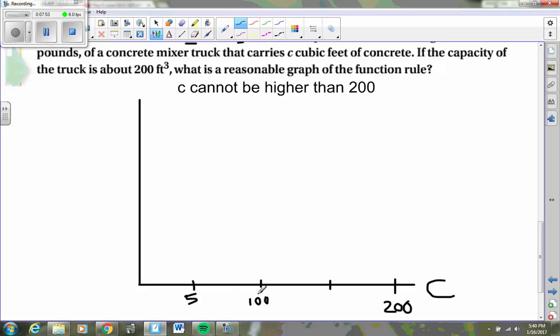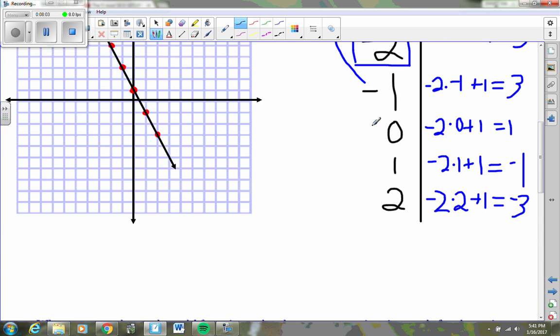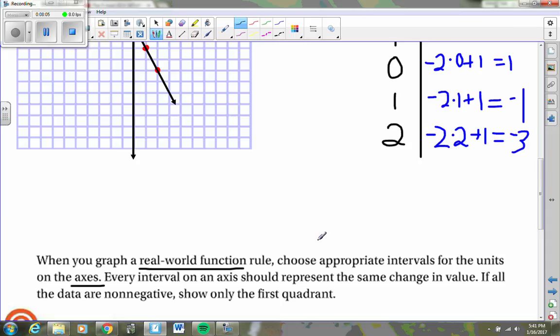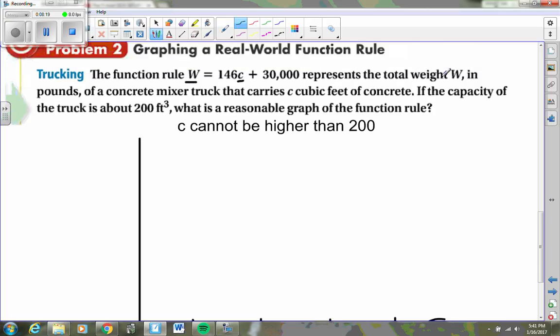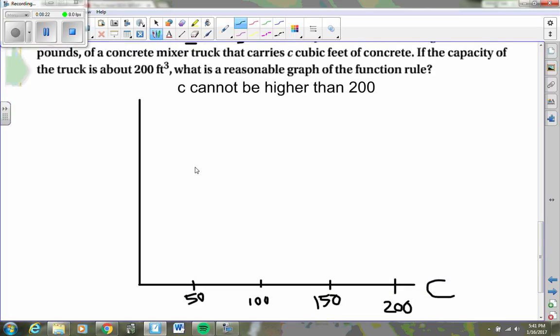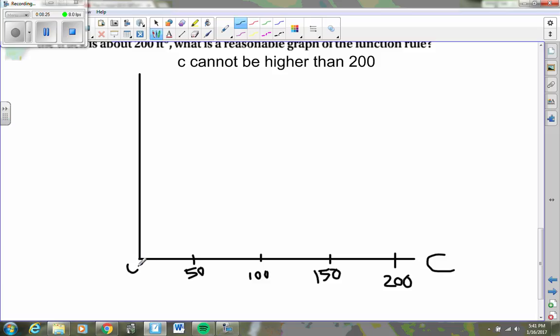Okay, so now my x values are going to change pretty dramatically because in my previous example, when I didn't have any context, I simply grabbed, remember, -2, -1, 0, 1, and 2. In this case, that doesn't make any sense. First of all, we can't have any negative numbers because a concrete mixing truck cannot possibly be holding negative amounts of concrete, right? And it cannot weigh negative pounds. So neither of these can be negative. That's why I start at 0 on both of these axes. Okay, start at 0 on both of them.